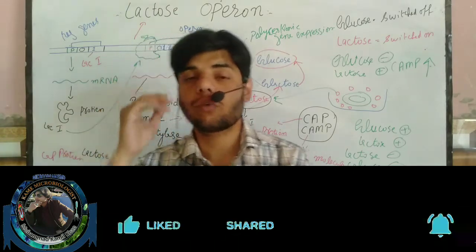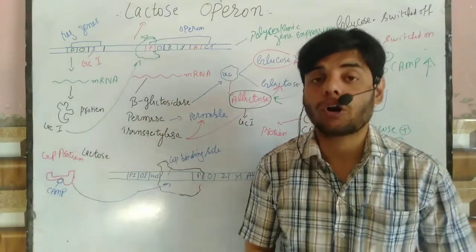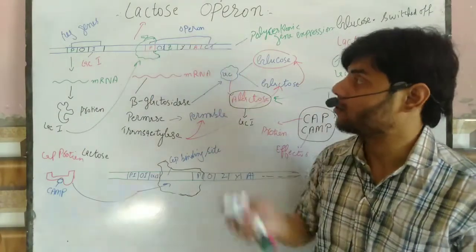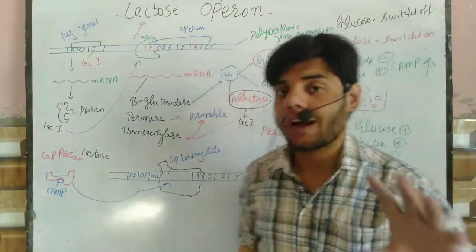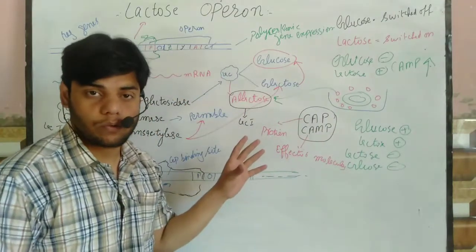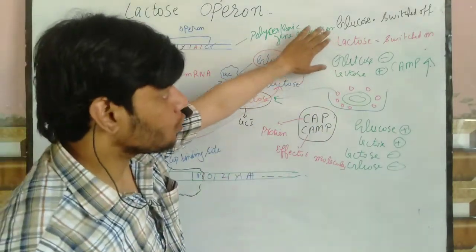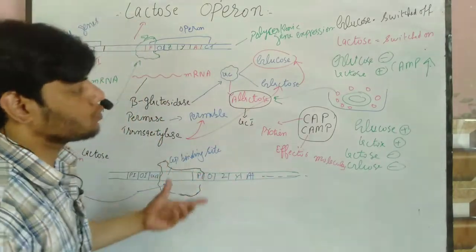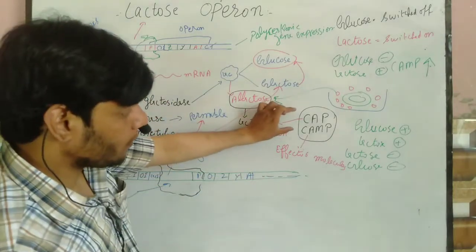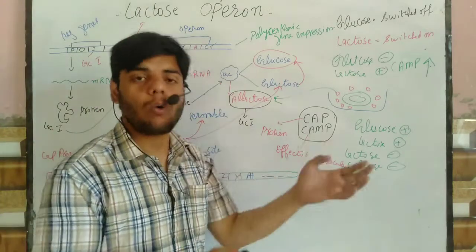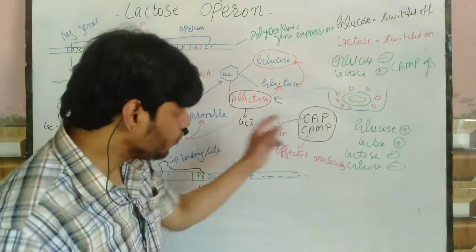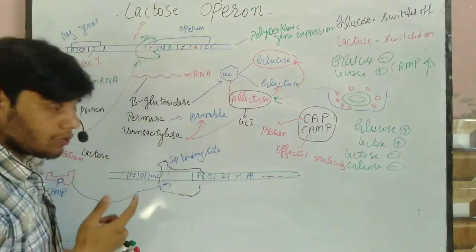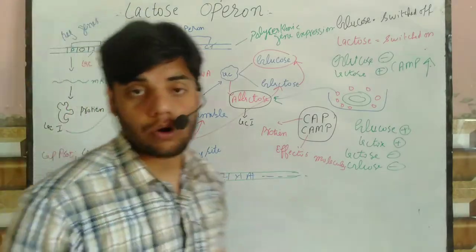Today in this video lecture we are going to talk about the tryptophan operon. In the previous video we talked about the lactose operon and how it gets switched on and switched off. We talked that it will be switched on and off by lactose and glucose, and also by the CAP-cAMP complex. We already explained it. If you missed that video lecture, go back to my channel and watch it. Today we are going to talk about the tryptophan operon.